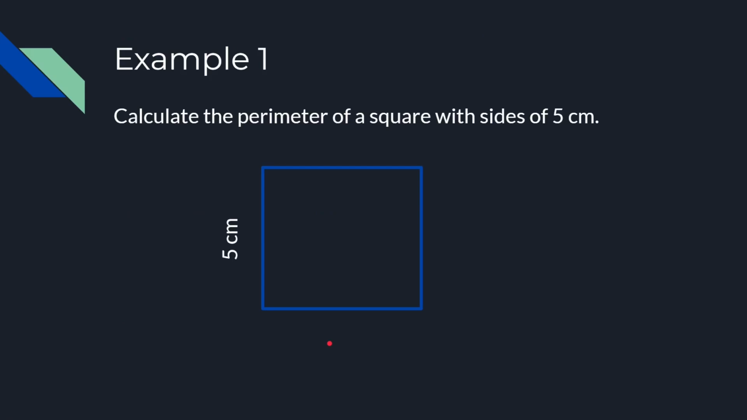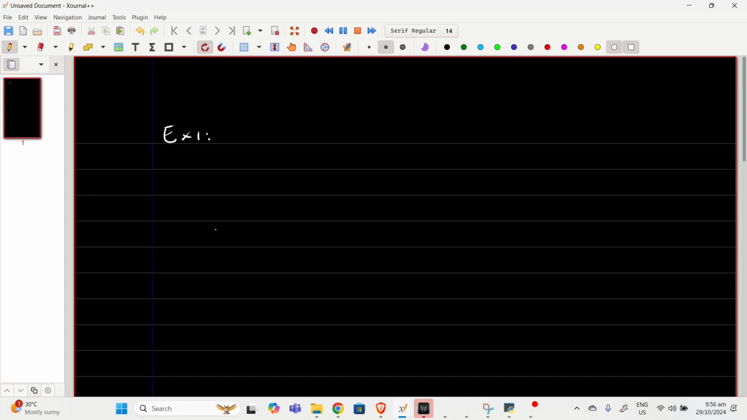For example, calculate the perimeter of a square with sides 5 cm. So for this example, the perimeter would be equal to 4 times the length of one side, which is 5 cm, so that will be 20 centimeters.